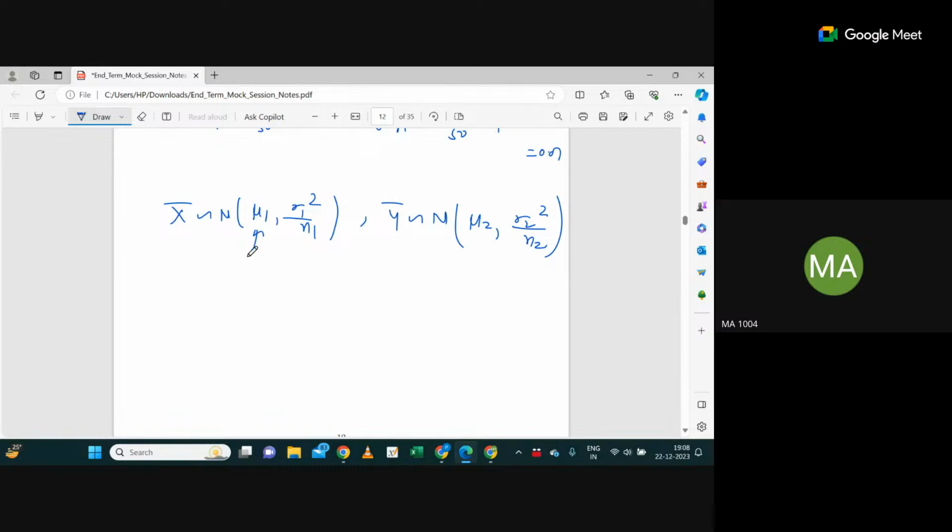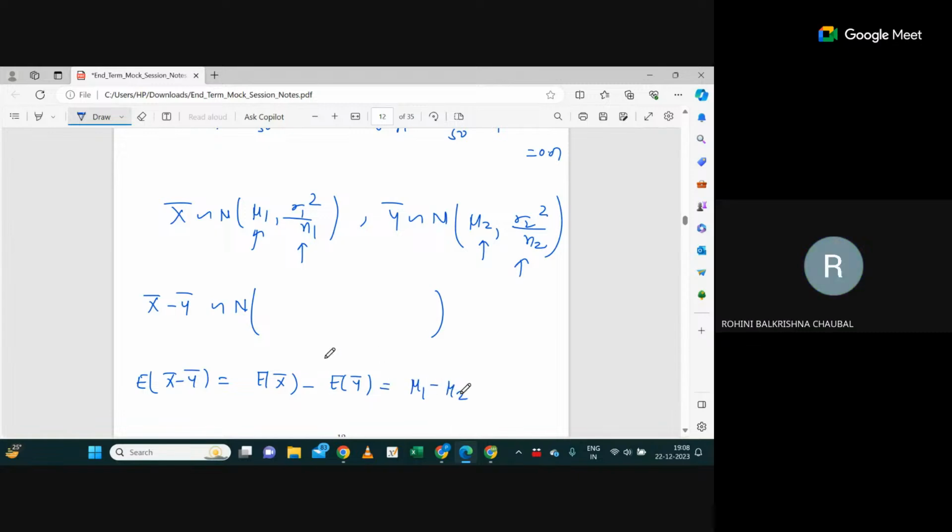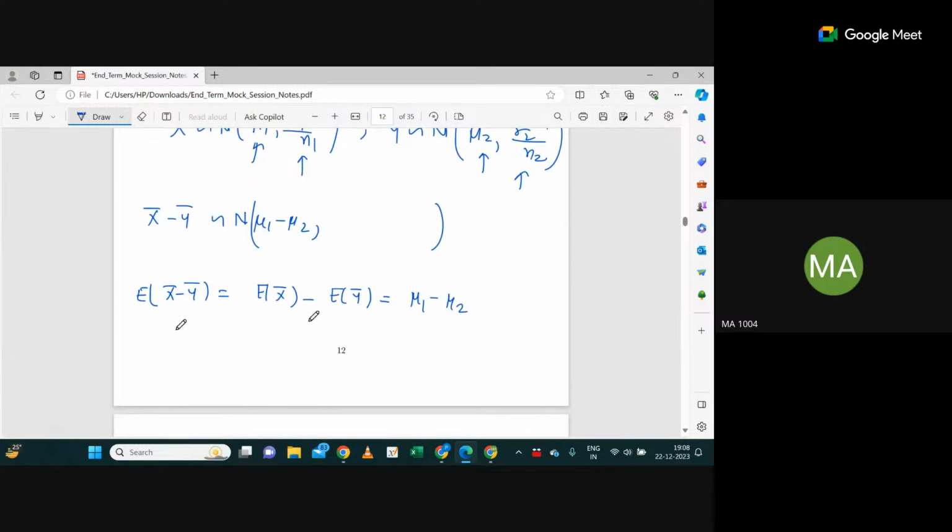This is the expected value of x bar, the expected value of y bar, the variance of x bar, the variance of y bar, right? Now I'm asking for the distribution of x bar minus y bar. What will be the expected value and the variance? The expected value of x bar minus y bar is the expected value of x bar minus the expected value of y bar, which is mu1 minus mu2, the same thing, mu a minus mu b, right? Variance of x bar minus y bar.